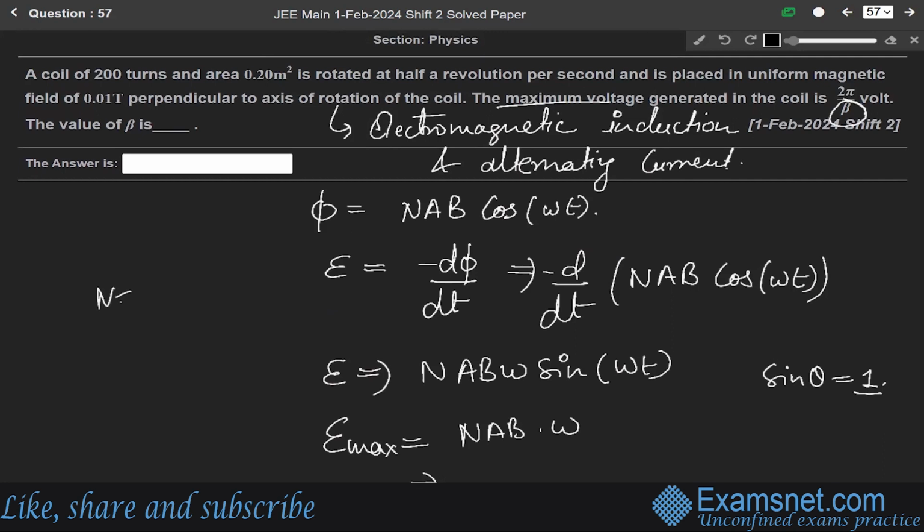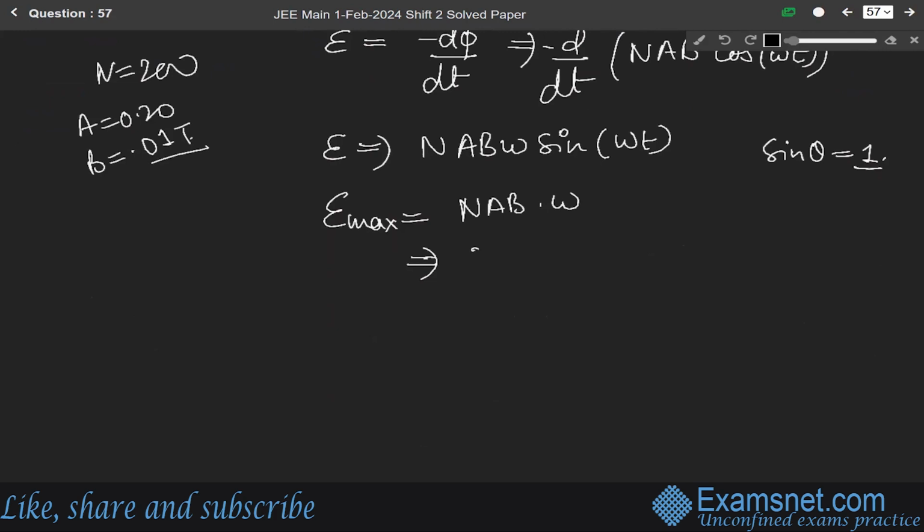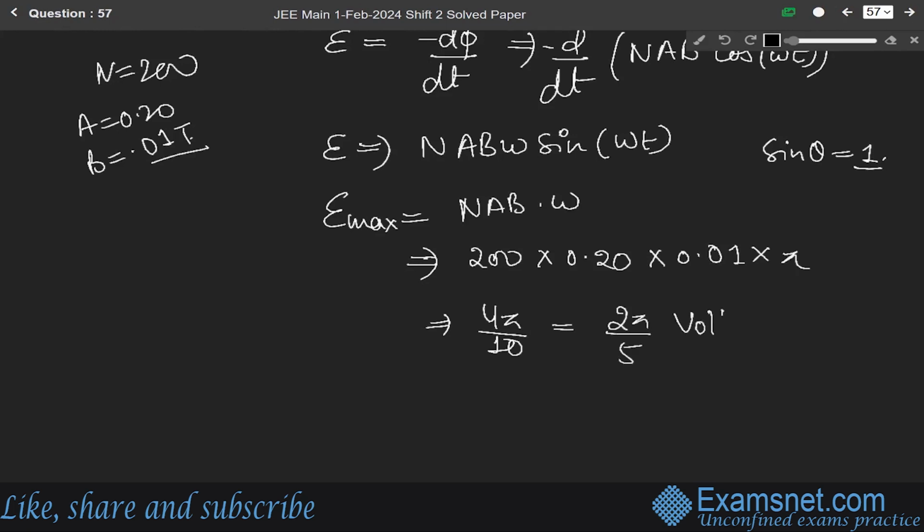N is given as 200. Area is 0.20 meter square. And B is 0.01 Tesla. So we write N is 200, area is 0.20, B is 0.01, and omega is pi. So we get 4 pi over 10, which equals 2 pi over 5 volt. So the value of beta will be 5 by comparing it with the given question. So this is our final answer.